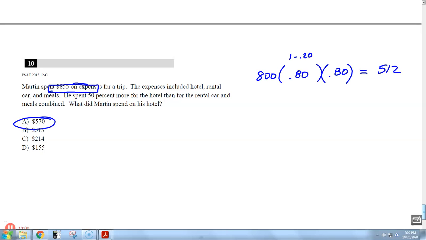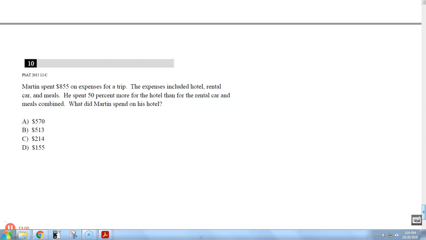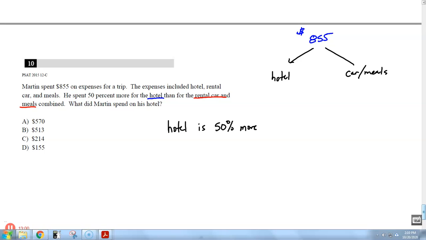Number 10, our boy Martin. Martin spent $855 on a trip. So we've got $855 spent. Expenses include a hotel, rental car, and meals. He spent 50% more for the hotel than for the rental car and meals combined. All right, so we've got hotel, and then we've got the rental car and the meals combined. So let's just kind of draw that out. So we've got hotel, we've got car and food. And it said he spent 50% more. So kind of write this out. Hotel is 50% more than car and meals. Well, if they were even, it would be a little over $400.